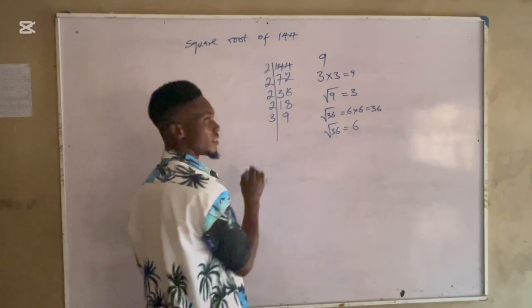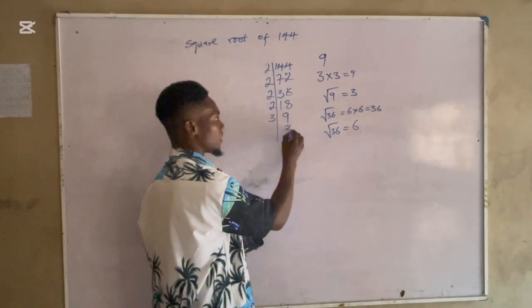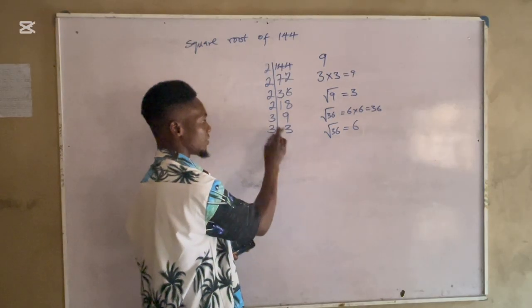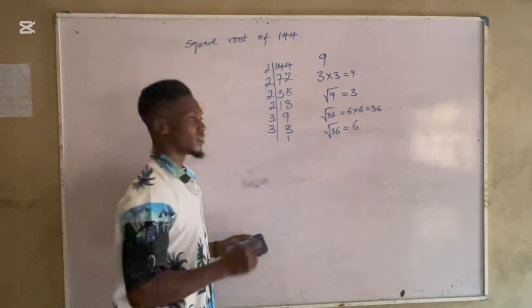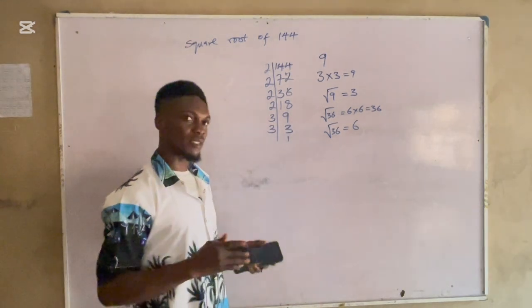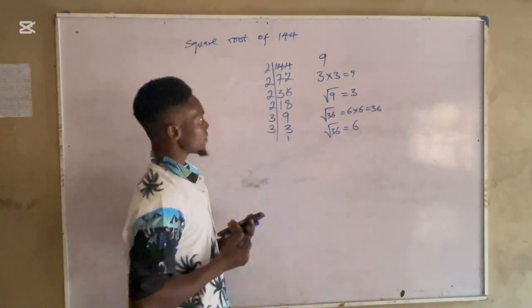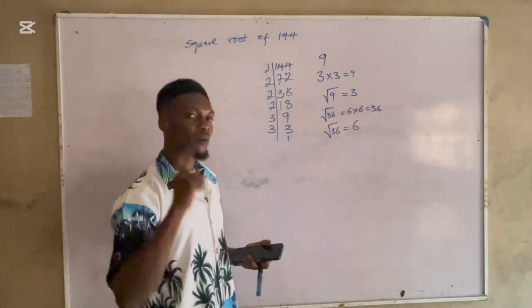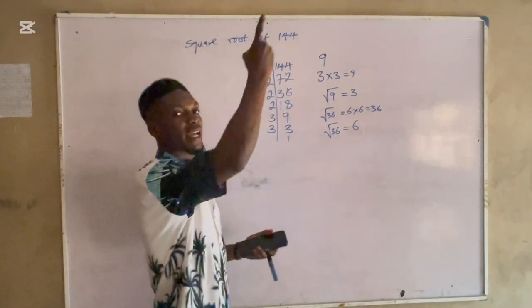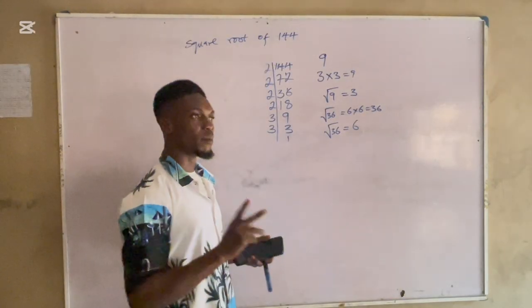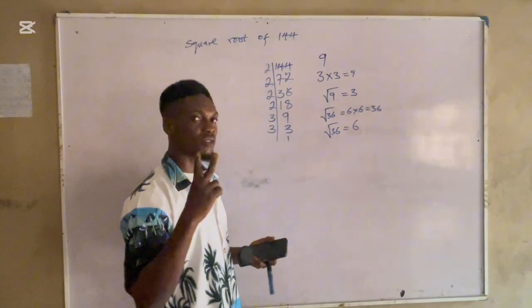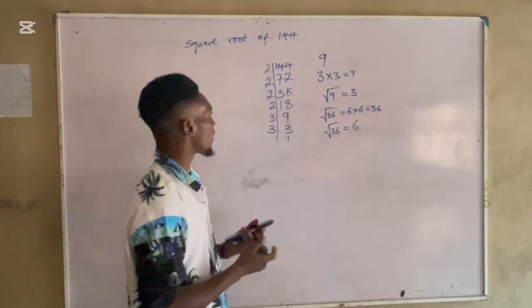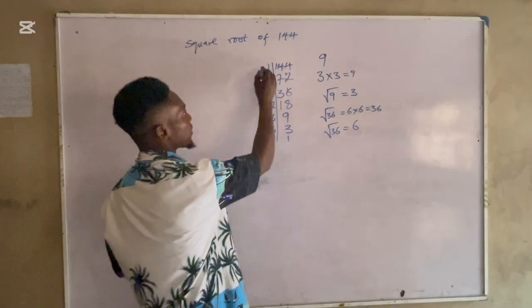3 can divide. 3 into 9 is 3. 3 can divide again. 3 into 3 is 1. You continue dividing until you reach 1. And now in square roots, unlike what we did in LCM, where we multiplied all the numbers that we have, we are going to be picking in 2s. Any 2 you mark, you pick 1. So this is how we pick our numbers to multiply.